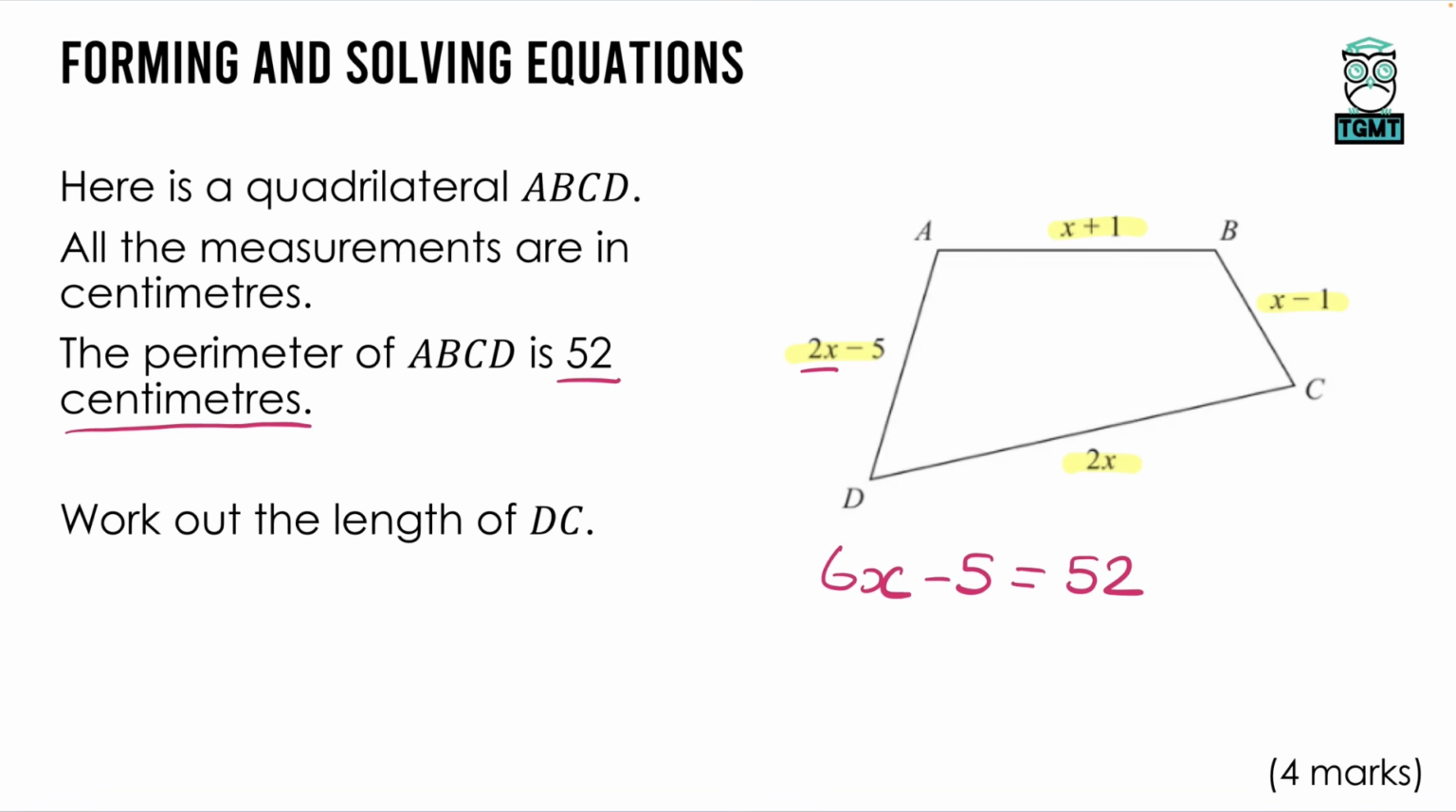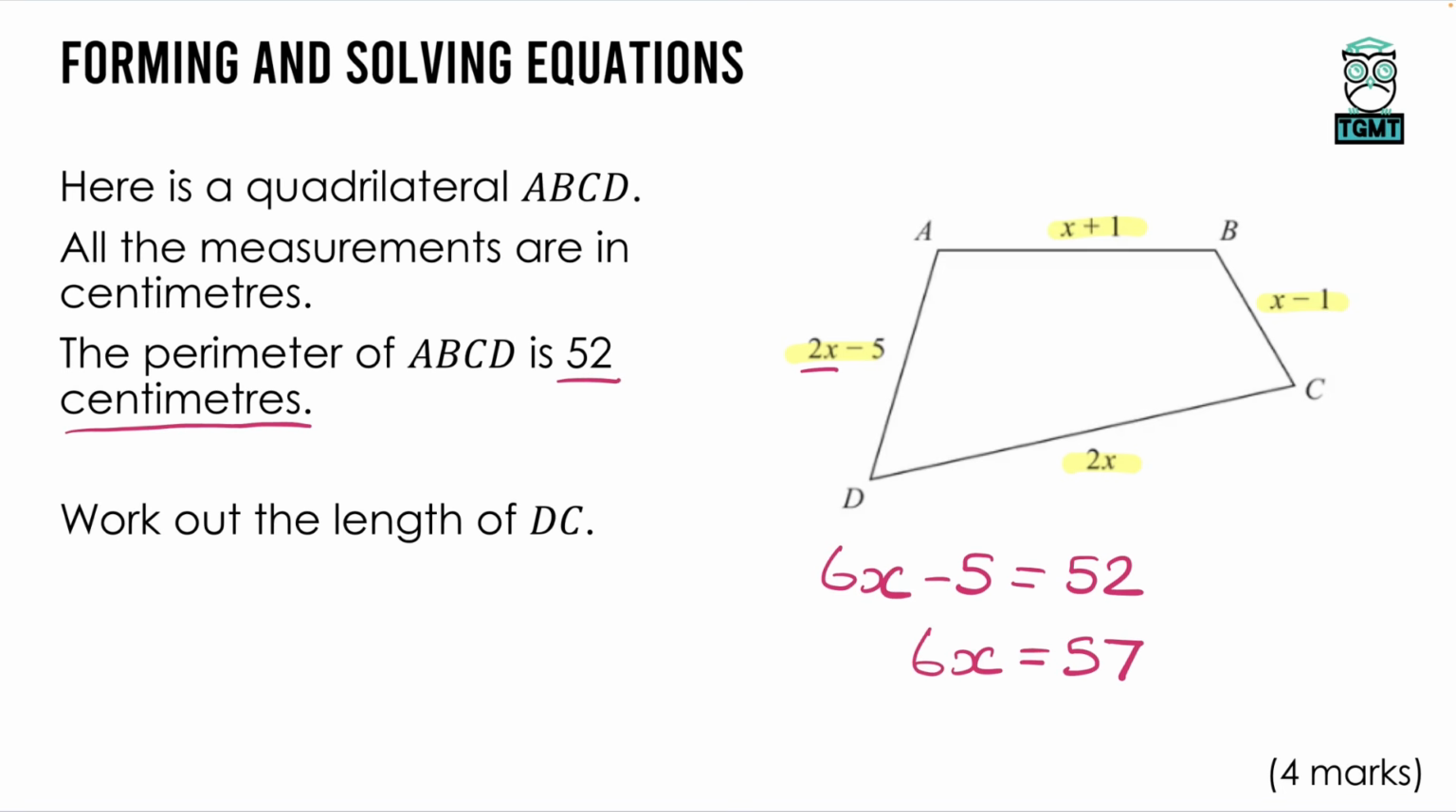Thinking about another concept here, if those were angles, they would equal 360 because angles in a quadrilateral equal 360. So we don't necessarily have to be given the answer. We could sort of have to know the answer if it's based on an angle fact. So here we can now go about actually solving this. So we can add 5 to both sides. Now when we add 5, we get 6x is equal to 57.